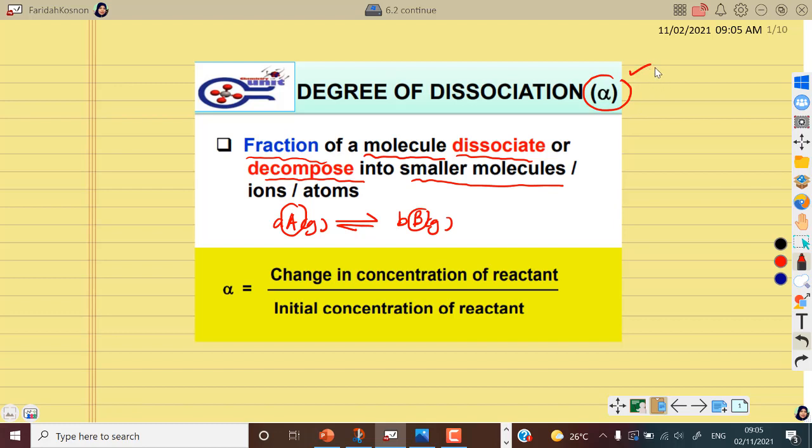Right, and the formula to calculate degree of dissociation is alpha equals change in concentration of reactant divided by initial concentration of reactant. Jadi kita akan lihat, kalau you lihat di sini, change in concentration ini, kita akan refer kepada reaction table. Dalam video sebelum ni, saya dah ajar how to construct a reaction table when we are going to solve equilibrium problems. Alright, so now let's look at this example.